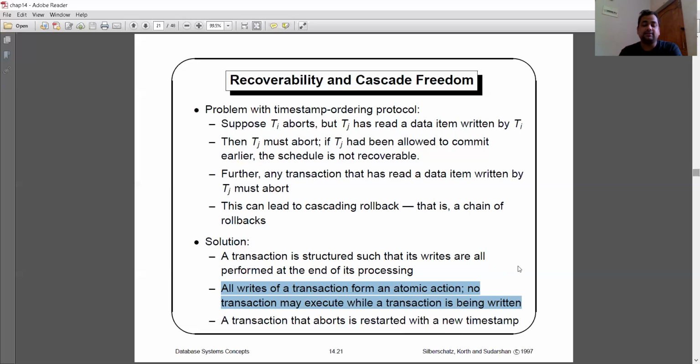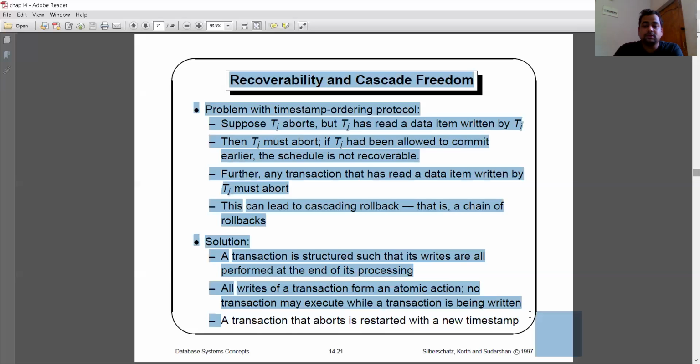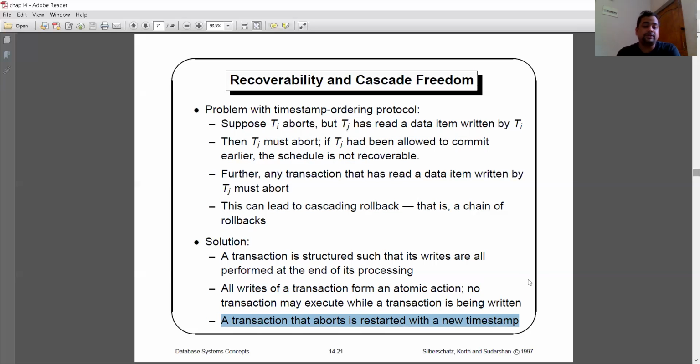And the third thing is that if a transaction aborts, it is registered with a new timestamp, not the previous timestamp. It has to restart with a new timestamp. Remember that point. First point: a transaction is structured so that its write operation is performed at the end of the processing. Second, the write operation should be atomic. During the write operation, no operation will be executed by the transaction. Third, the transaction which goes for the abort has to start from a new timestamp. It cannot continue with the previous one.